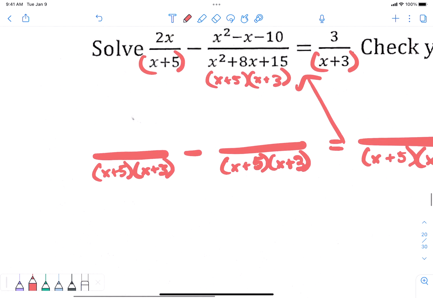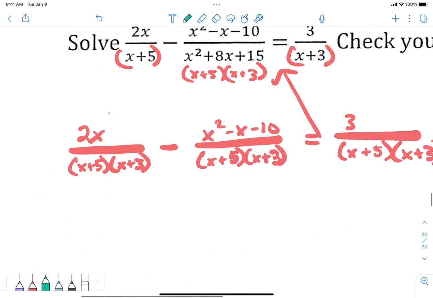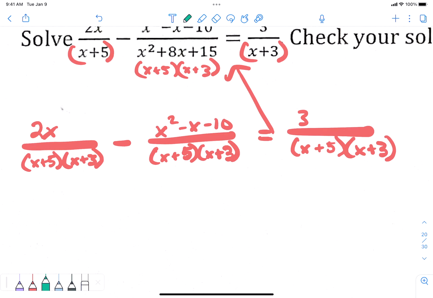Okay? All right, let's write our tops. So we've got 2x. We've got x squared minus x minus 10. And we've got 3. We've got to multiply by what they need. All right? Are we going too fast? Are you doing okay? Should I pause for a second? I'll pause for a second. I'm just trying to get it written down.